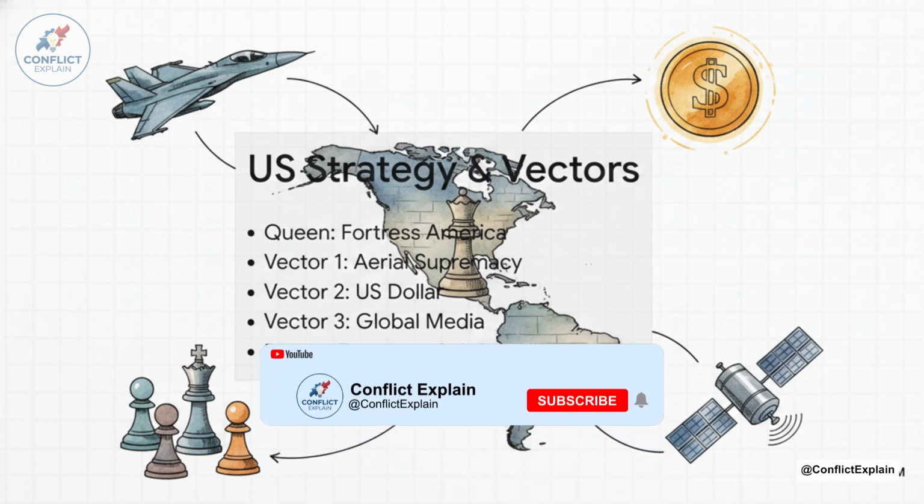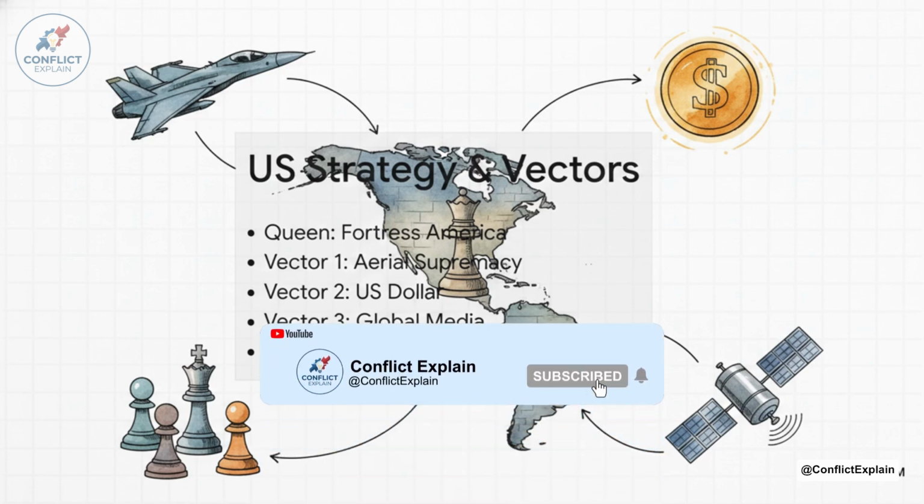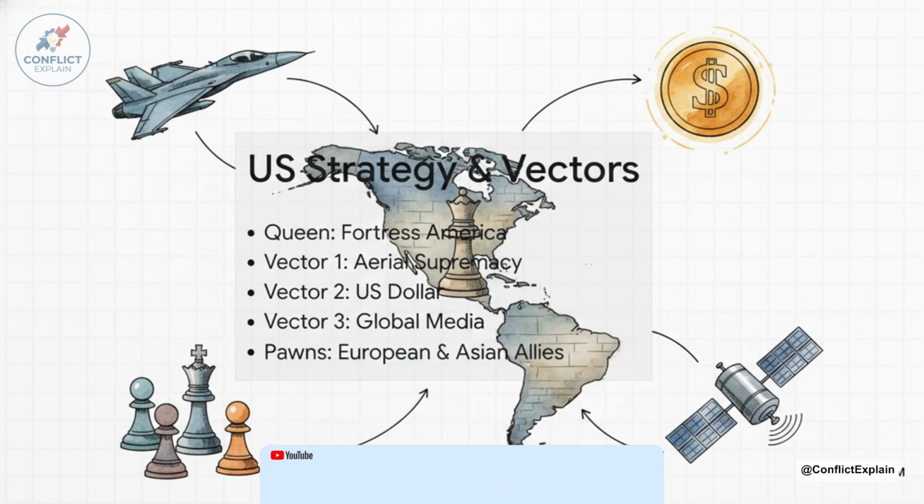safe distance. To pull this off, the US uses three main attack vectors: unmatched aerial and tech supremacy, the dominance of the US dollar, and a massive global media apparatus to dictate the narrative. And their pawns in this stark geopolitical math, those are their forward-positioned allies in Europe and Asia.